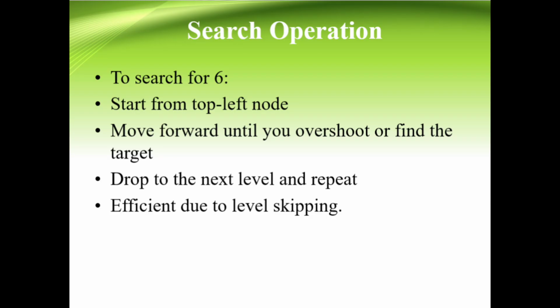This method is very efficient because we skip over many elements at higher levels before dropping down. So instead of checking every single node like a normal linked list, we quickly narrow down the search. This is why searching in a skip list usually takes only about O(log n) time, which is much faster than O(n) in a regular list.